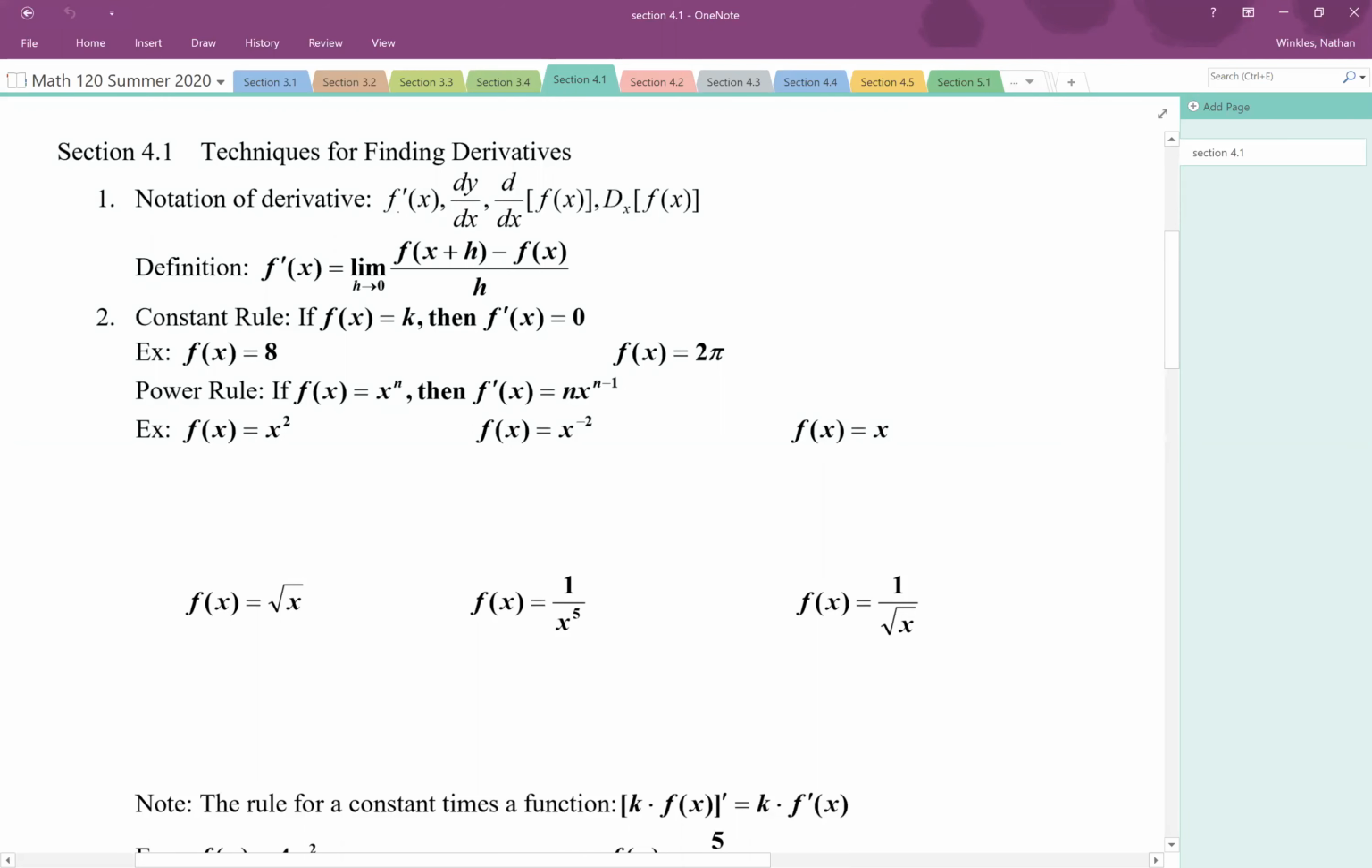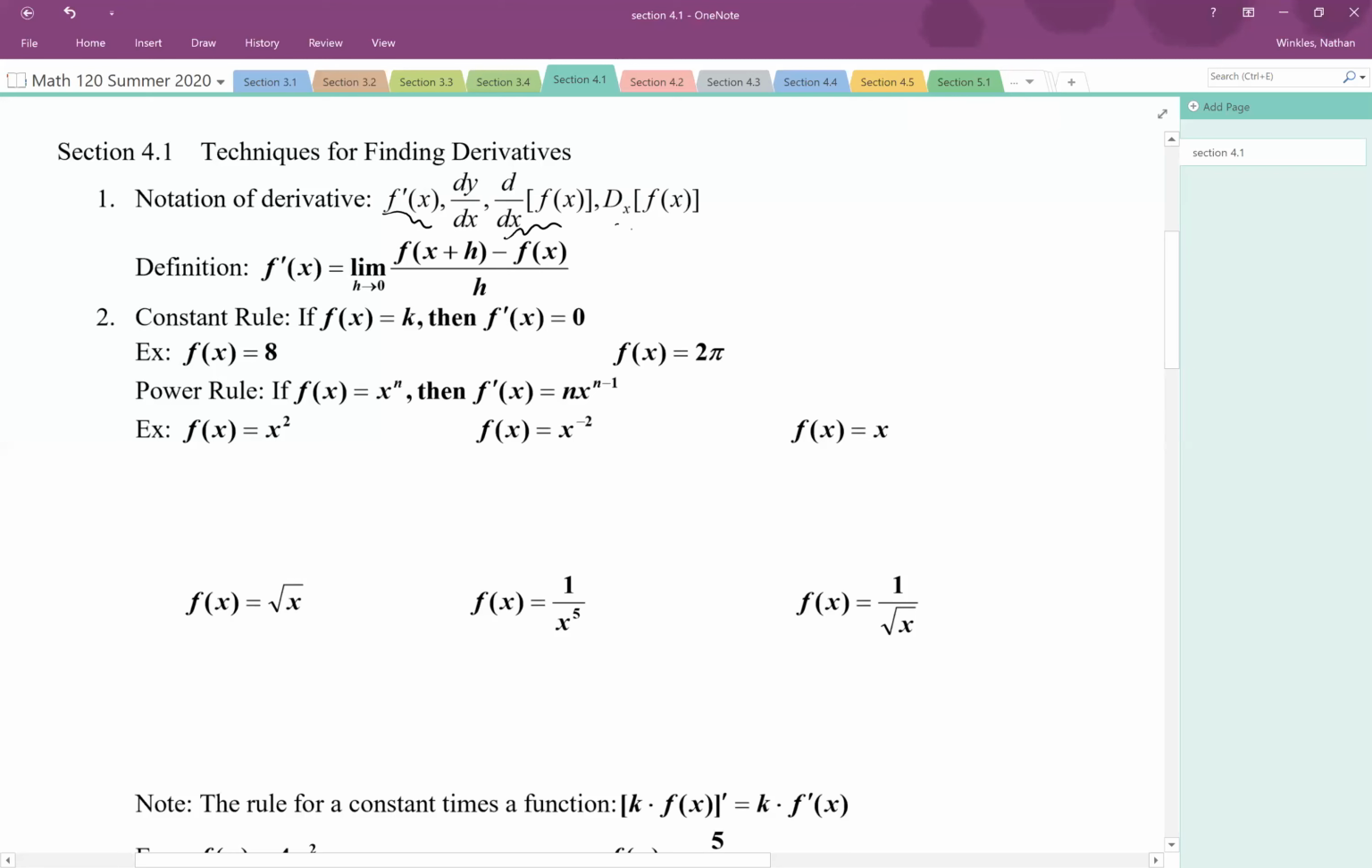So the first one, f prime of x. Nothing different there. We've already been seeing that. It's still going to be what we use; it's just one of the ones we're going to have. The next one we can have is called dy dx. What that means is we're taking the derivative of our function y with respect to x. d dx of f of x right here means the derivative with respect to x of our function f of x. It's just another way of writing dy dx, basically.